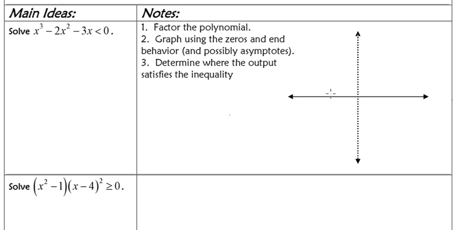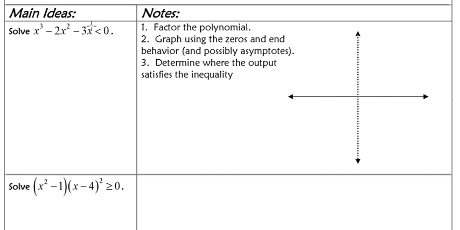All right, here's your notes for 3.2. So we've got some inequalities, a polynomial set less than 0, x cubed minus 2x squared minus 3x. And so first off, we're gonna factor this. Ultimately, we're gonna set it equal to y and then kind of graph it.